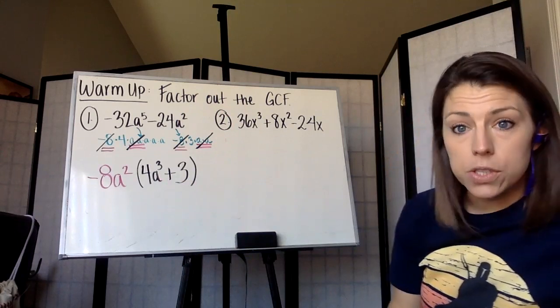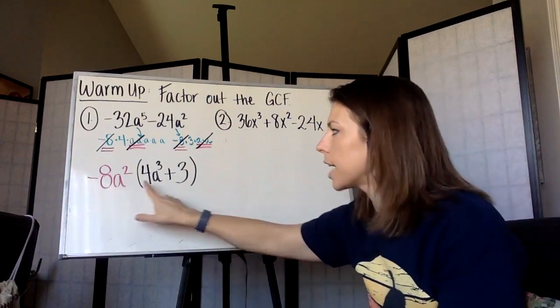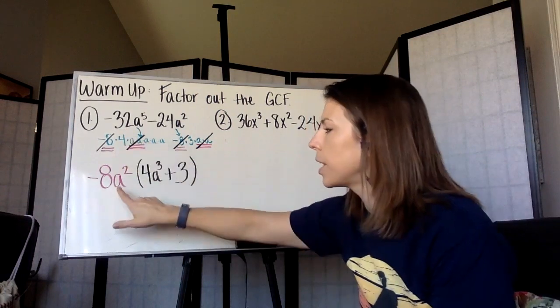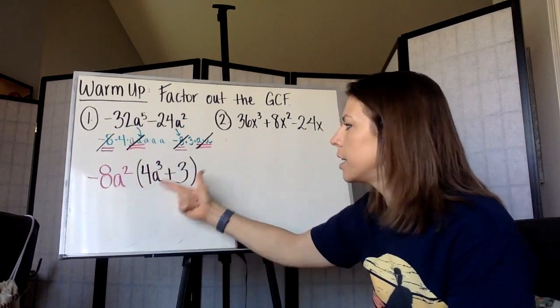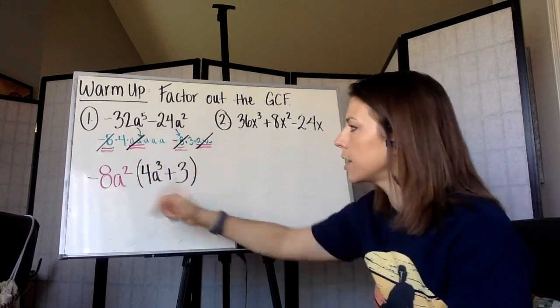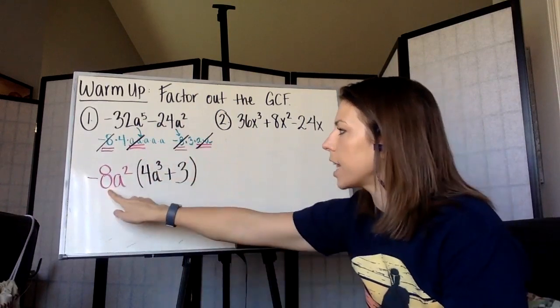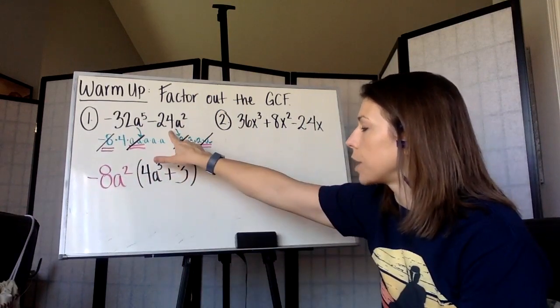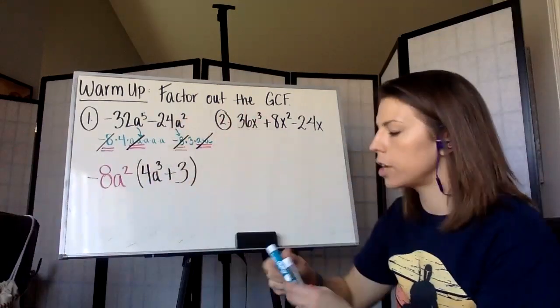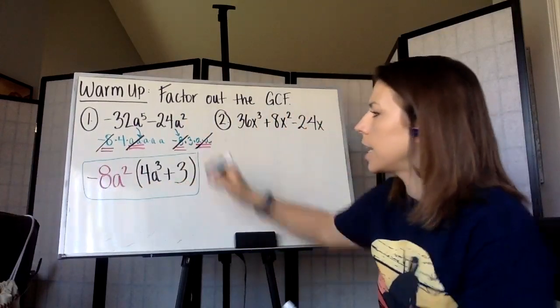To check it, we would just use the distributive property and quickly multiply to see. Negative 8 times 4 is negative 32. A times a times a times a times a. So 2 over here, 3 over here means a to the 5th. So I know that these two multiply to the first term. Negative 8 times 3 is negative 24. Bring along the a squared. So I checked this mentally, and I know it is correct.